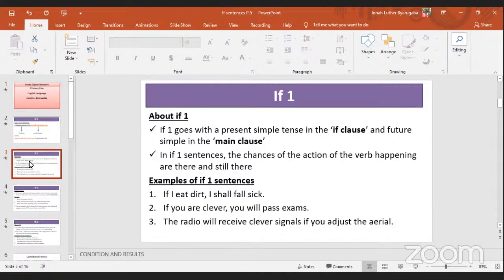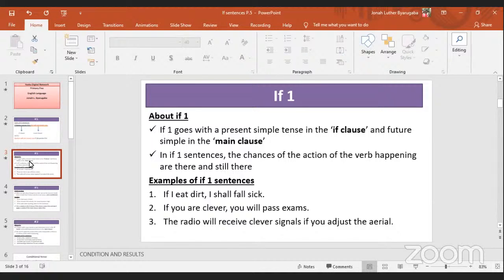This is to say, you speak of something that is possible. If it rains today, there is a lot of probability that it can actually rain. That is if one. So here are some examples of if one sentences. If I eat that, I shall fall sick. If you are clever, you will pass exams. The radio will receive clear signals if you adjust the aerial.